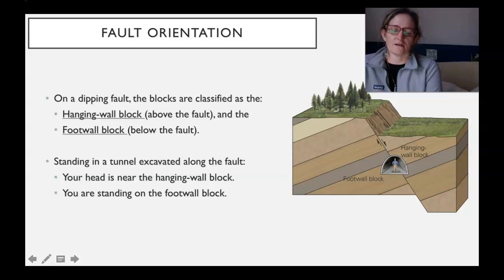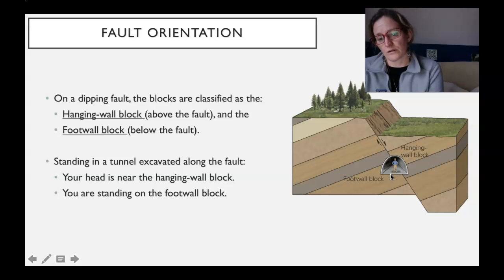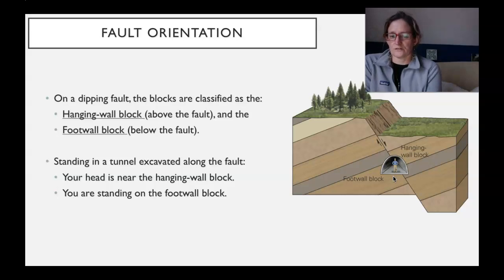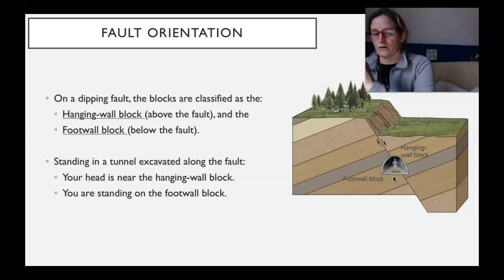referring to in the last slide, are called the hanging wall and the footwall. In this image, they have a miner here in the middle. The miner's foot is in this tunnel, and their feet are in the footwall block, and their head is in the hanging wall block. You can draw a little person, like a stick figure, along a fault, and wherever their head is, that's the hanging wall, and their feet are in the footwall. When we classify the kind of fault, it's either going to be a fault that has the hanging wall moving up or the hanging wall moving down.